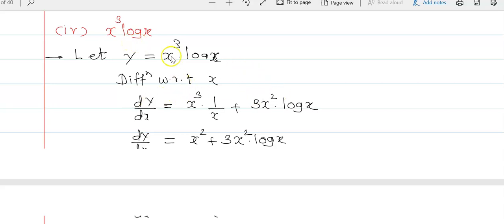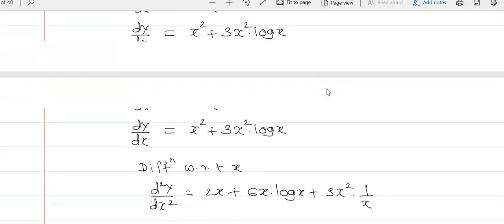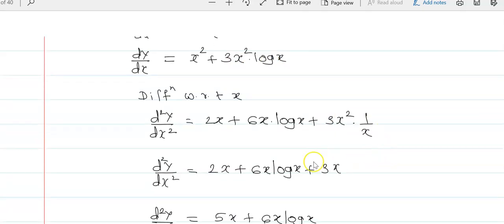Differentiate this with respect to x. X cube log of x: derivative is x cube into 1 upon x, plus derivative of x cube, 3x square into log x. X square upon x is x square, and plus 3x square log of x. Now differentiate again with respect to x. Derivative of x square is 2x. And 3x square into log x, apply here the product rule. Derivative of x square is 6x log of x plus 3x square into derivative of log of x, which is 1 upon x. And therefore d2y by dx square is equal to 2x plus 6x log of x.